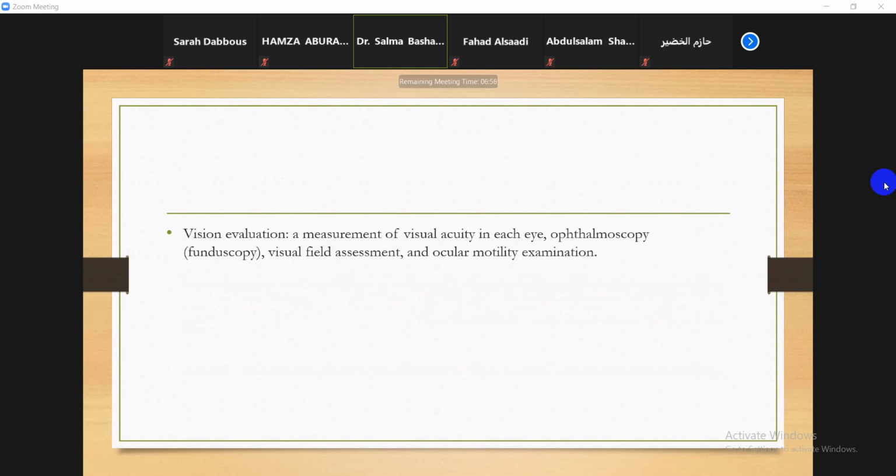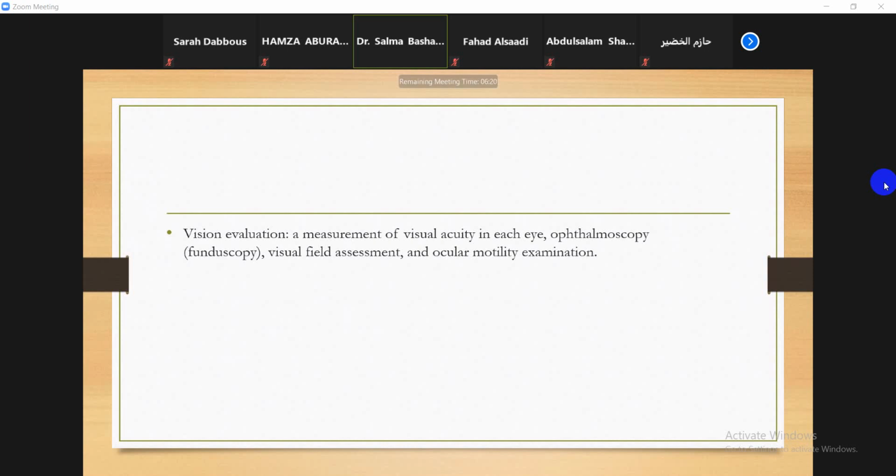The next thing that you want to do is look into their eyes. Vision evaluation or optic nerve function assessment is part of the neuro examination, and we routinely do it for all patients with headache to rule out papilledema, optic disc swelling secondary to increased intracranial pressure. And in pseudotumor cerebri or idiopathic intracranial hypertension, you will find bubble edema by fundoscopy.